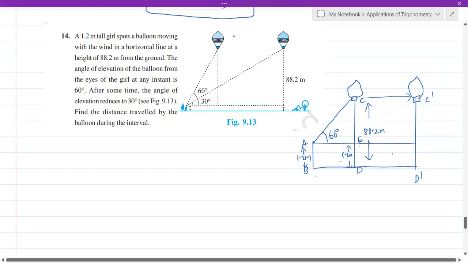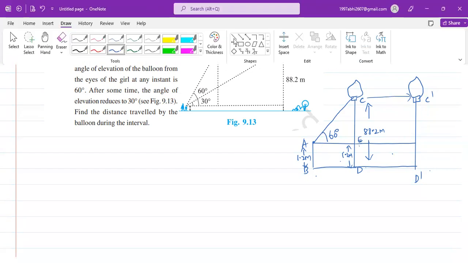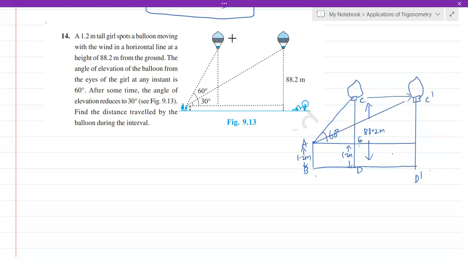Now from here, the girl is again watching the balloon. The angle of elevation obviously has reduced, as you can see. Now it is 30 degrees. Very clearly this will be 90 degree, and this is also 90, and this is also 90, using the rectangle property. The same logic here, we have got two right angle triangles. One is ACE. Let me draw it here. The angle is 60 degree, and here obviously it will be 90 degrees.